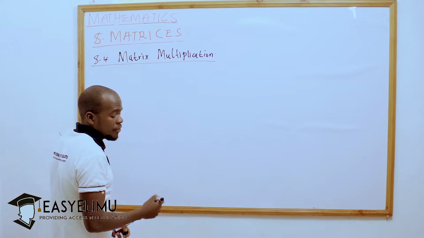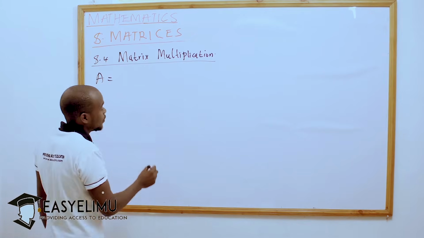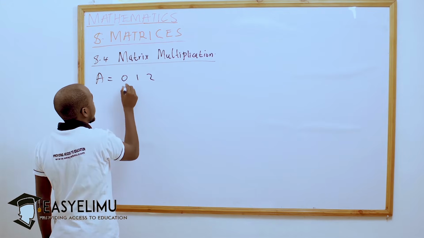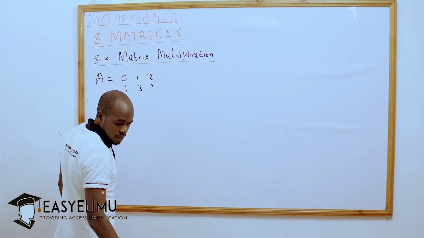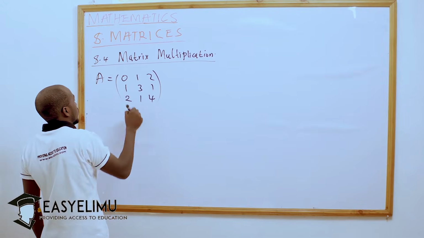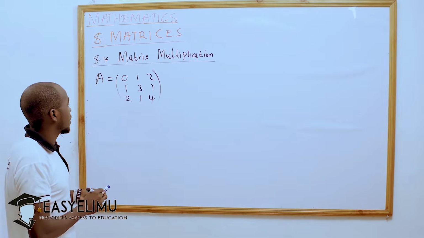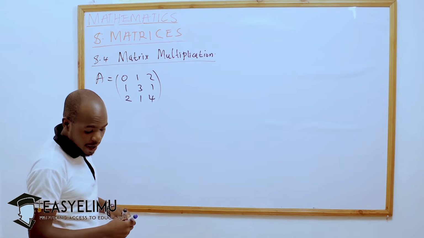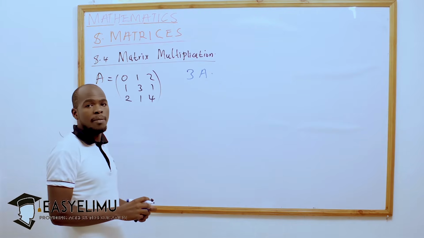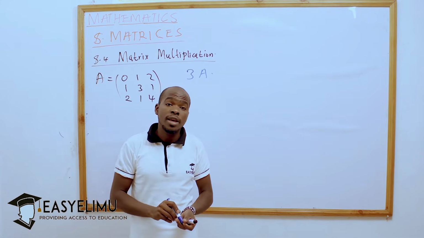And here we have been given A is equal to 0, 1, 2, 1, 3, 1, 2, 1, 4. This is a matrix A, represented in that form, and we have been asked to find 3A. We have been given a scalar multiplied by that matrix. So we want to see what we can find out in that case.